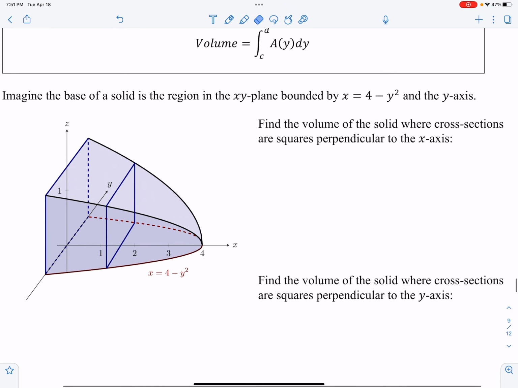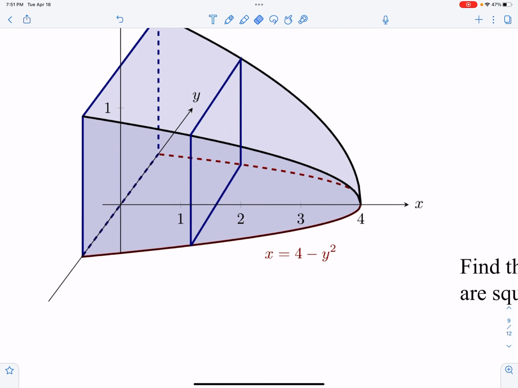So imagine the base of a solid is the region in the xy plane bounded by x equals 4 minus y squared and the y-axis. So that's a parabola that opens to the left. So this would be the base of the solid, this sideways parabola here.